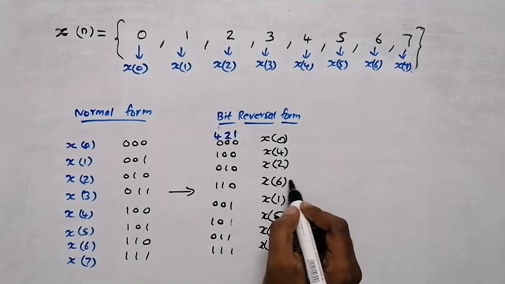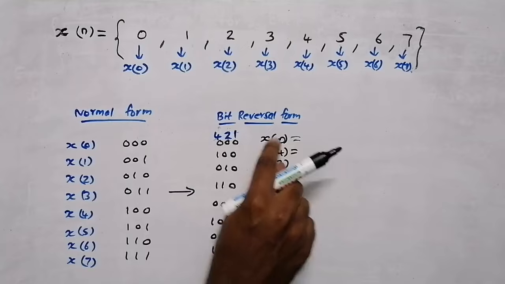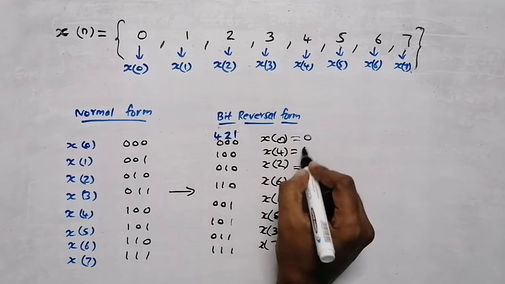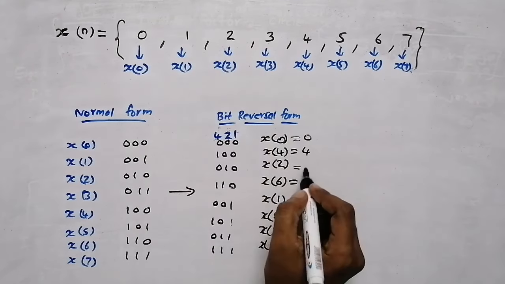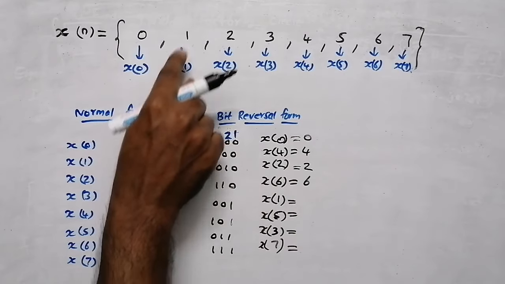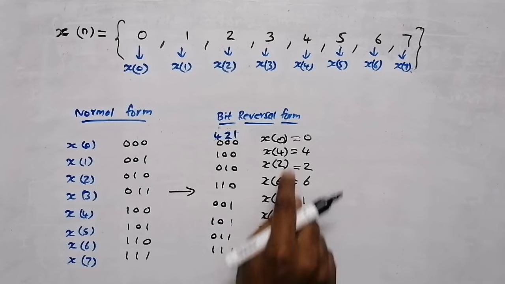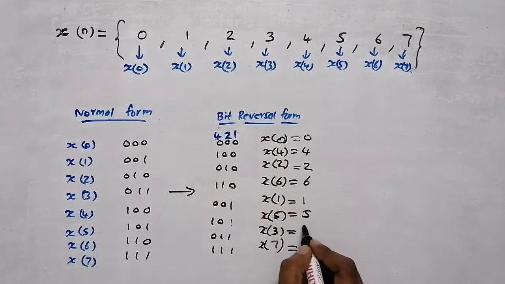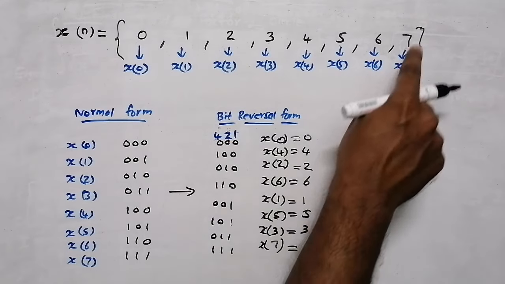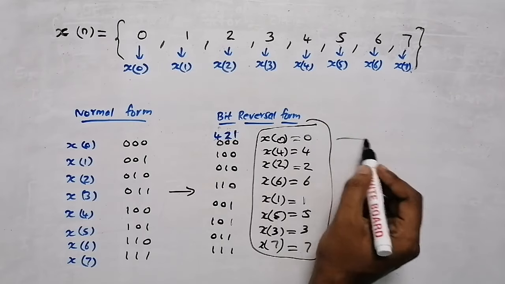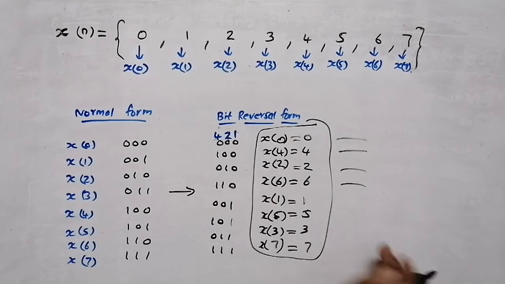This is the bit reversal order. So x of 0, it is 0. Then x of 4, it is 4. Then x of 2, it is 2. X of 6, it is 6. X of 1, it is 1. And x of 5, it is 5. X of 3, it is 3. Then x of 7, it is 7. So this is the bit reversal order. With this, we are going to draw the DIT FFT graph. With this, we need to start the DIT FFT.